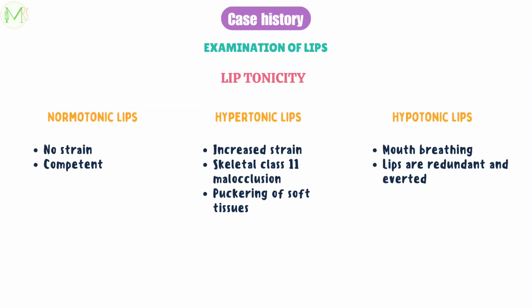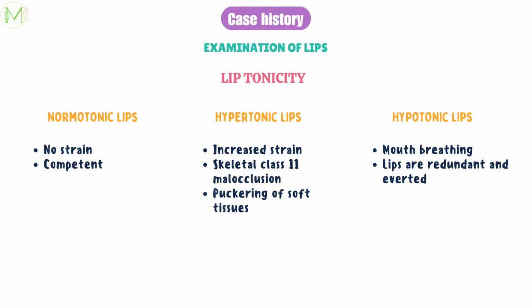Tonicity of the lip is the amount of strain in the lips. The lips may be normotonic, hypertonic, or hypotonic in nature. We can't find any strain in normotonic lips and they are competent to each other, which is seen in skeletal class 1 cases. Hypertonic lips have increased strain and are seen in skeletal class 2 cases, vertical growth and short upper lip, and so on. In such cases, the child will not be able to approximate the lips without strain. The increased strain in the lower lip is seen as puckering of soft tissues of the chin area and loss of mentolabial sulcus. The upper lip is seen flattened with the loss of philtrum details.